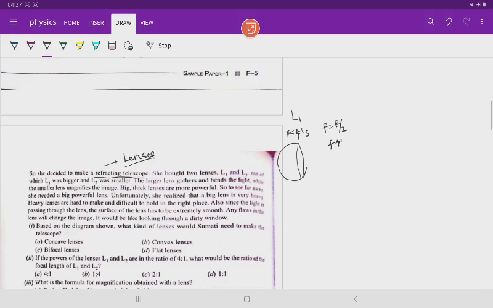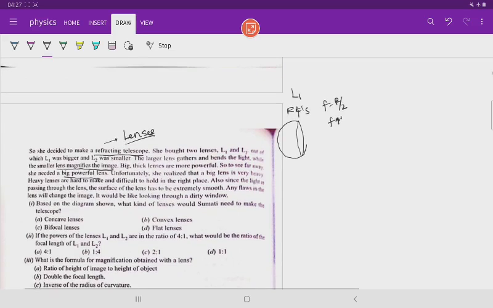So what is the smaller lens used for? It is used for magnifying the image. Big and thick lenses are more powerful. So to see far away, she needs a big powerful lens. So what type of lens does she have to use then? She has to use a big and powerful lens. Unfortunately, she realized that big lenses are very heavy. Heavy lenses are hard to make and difficult to hold at the right places.